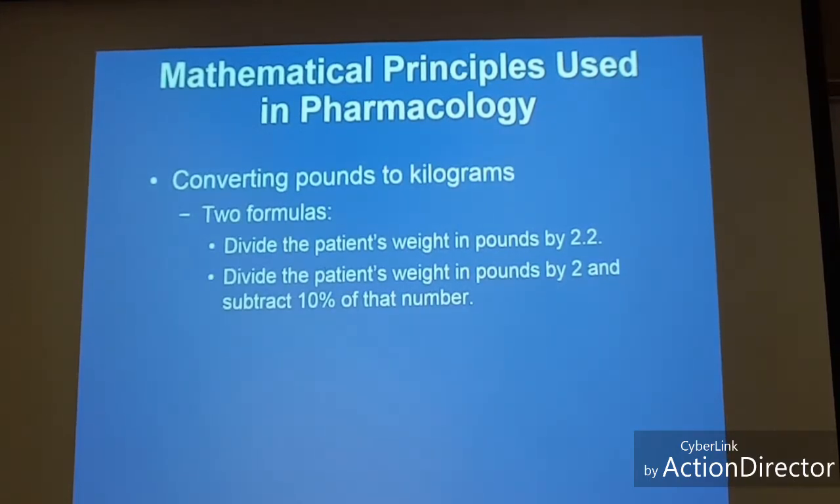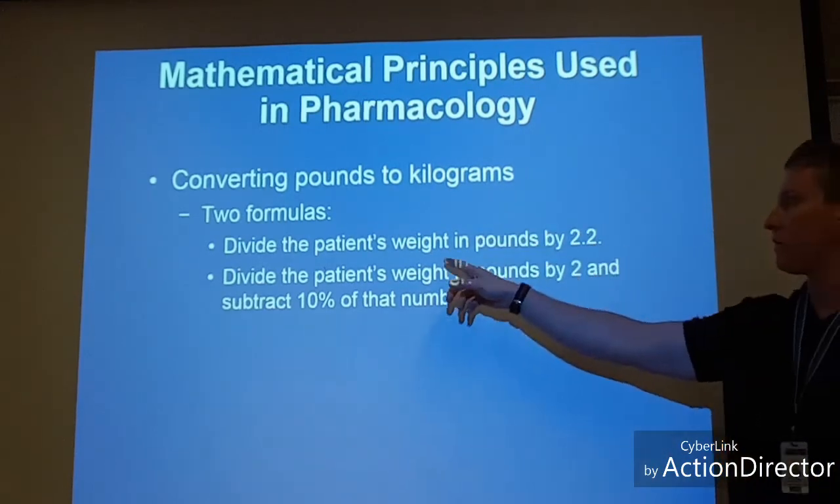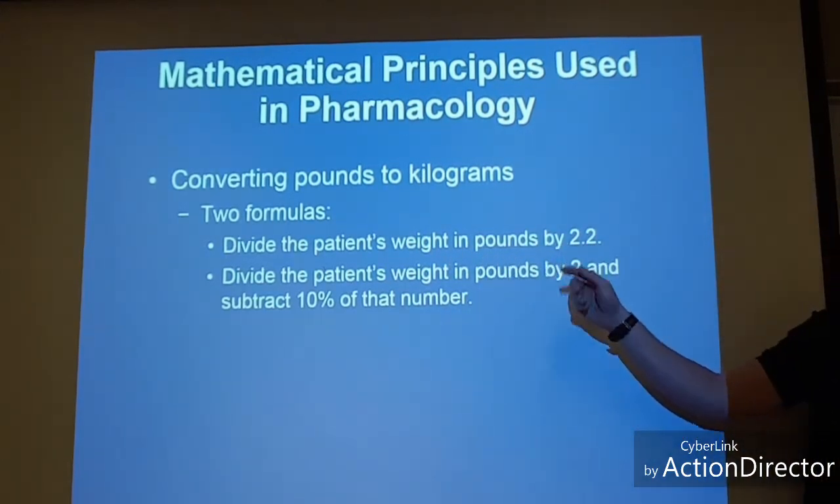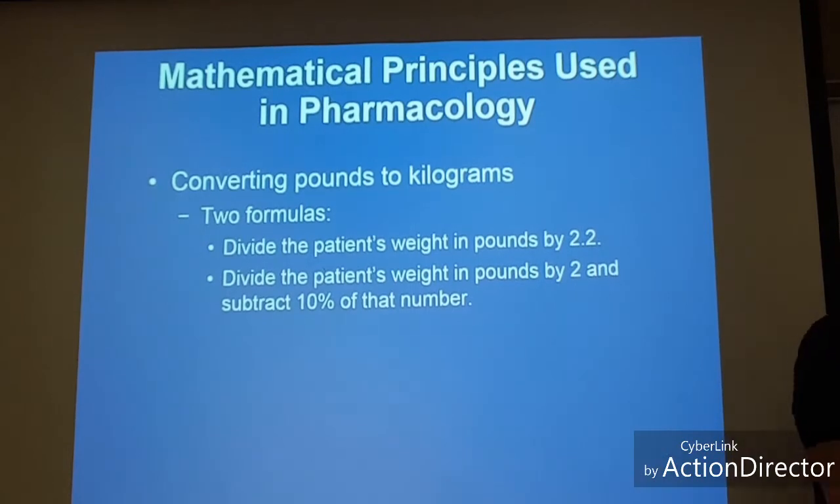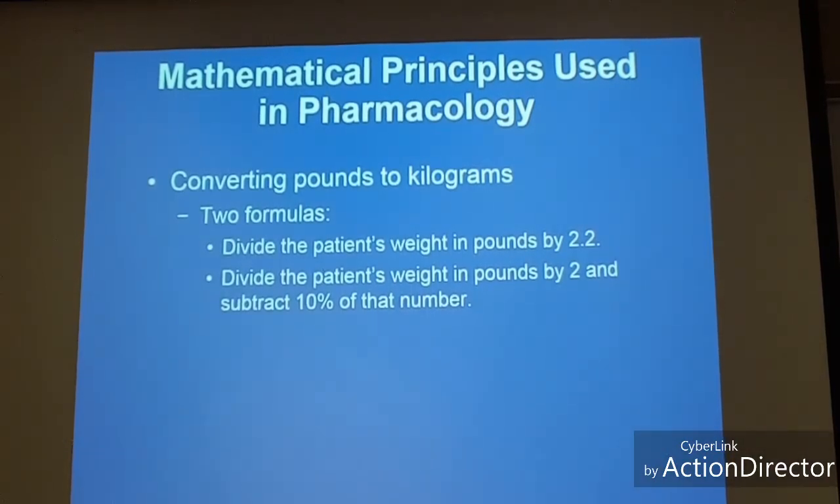Alright. So now, how do we turn pounds into kilos? Again, we can just divide the weight by 2.2, or we can make it even simpler for us. We'll just divide it by 2 and take away 10%. So this is where the decimals come into play again. All right, let's talk about weight.